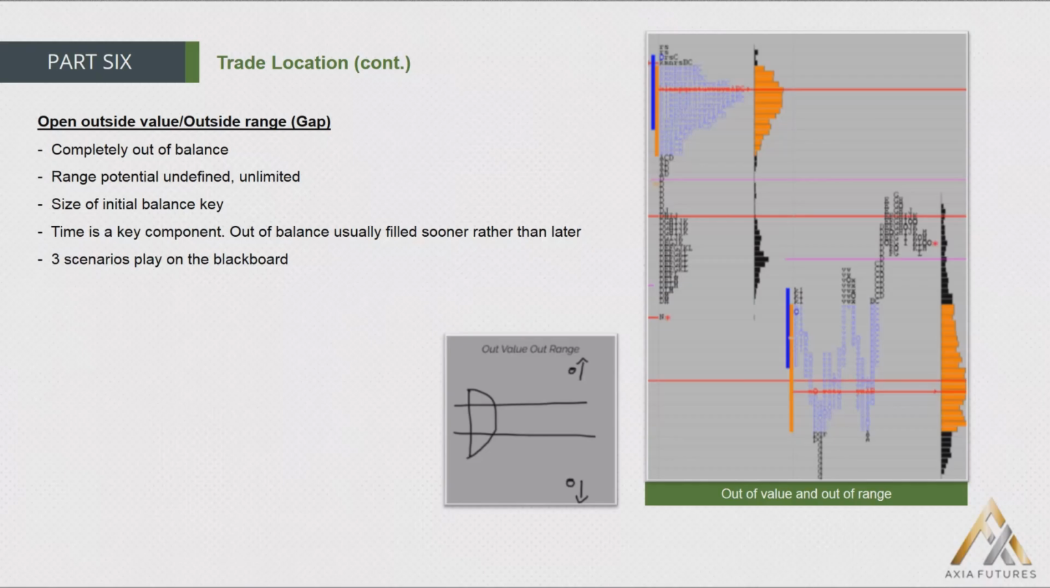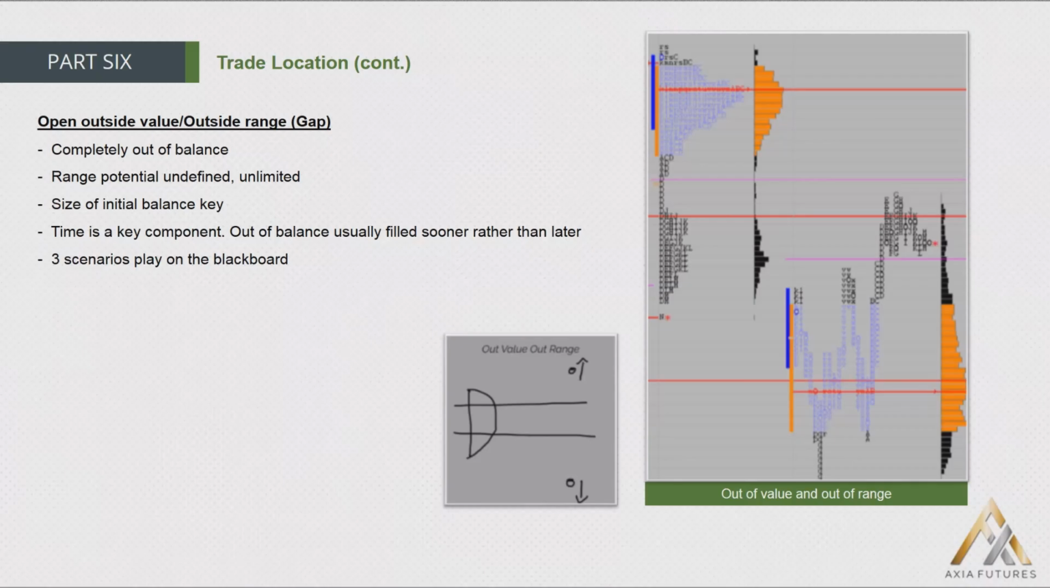Now, time is a very key component when we open out of range, and the reason is that what we initially see is the market will always try and fill in what we like to think of as the gap. So when we open out of range from the previous day, the market will always try and fill that gap in.